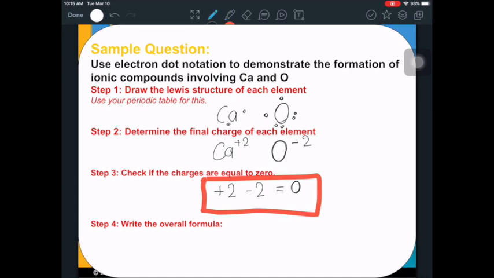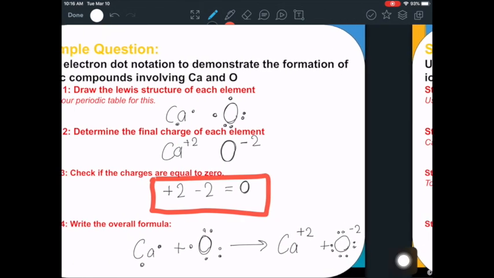So now I'm going to draw all of this together. Calcium with my dots, don't forget to draw the electrons, plus oxygen, 1, 2, 3, 4, 5, 6, gives you calcium +2 plus oxygen -2. The oxygen has 8 valence electrons. So the charges here are balanced, and this is my overall answer.